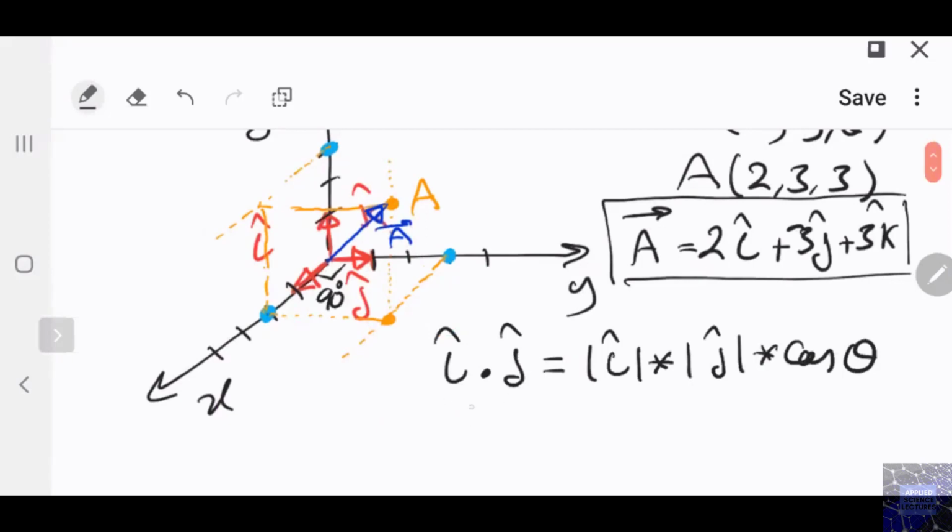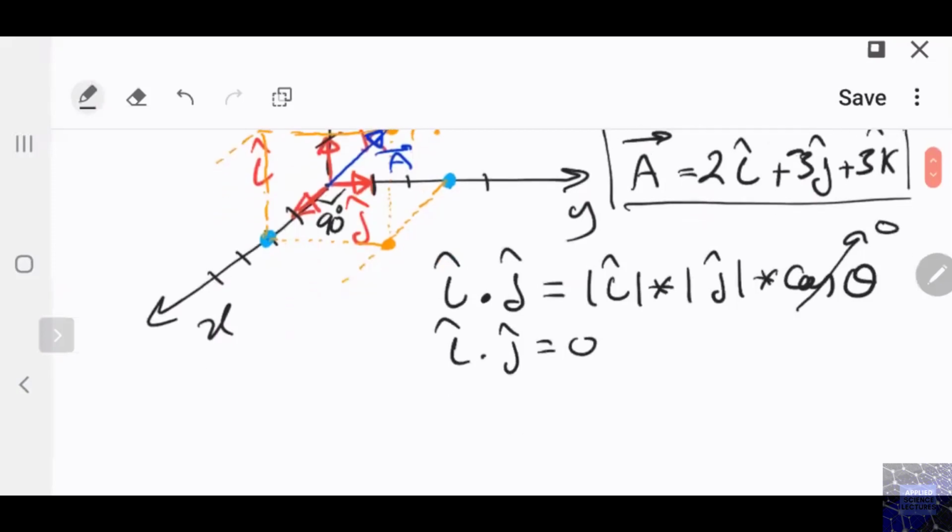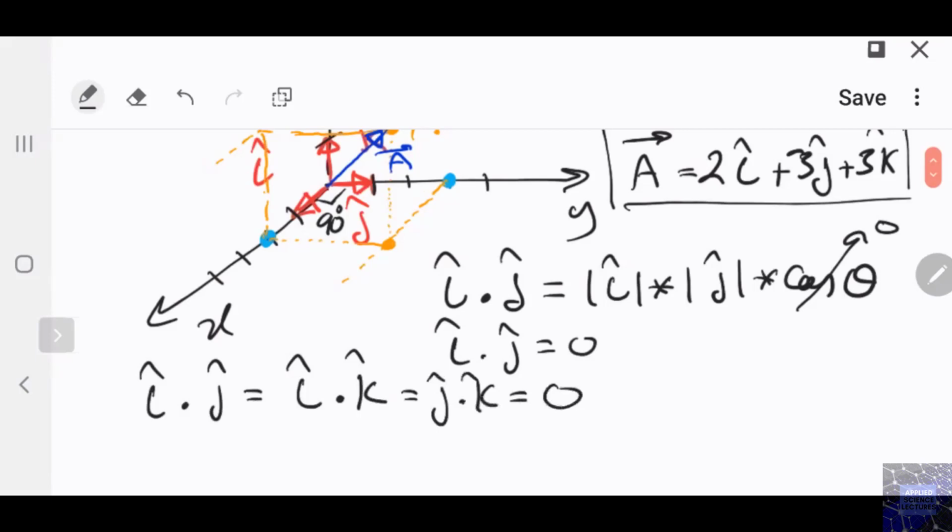This means the dot product between the unit vectors that are perpendicular to each other equals 0, because cosine 90 degrees is 0, which means that i hat dot j hat is 0. And this is going to be the same for the other two combinations, which means that i hat dot j hat equals i hat dot k hat equals j hat dot k hat, and all equal 0.